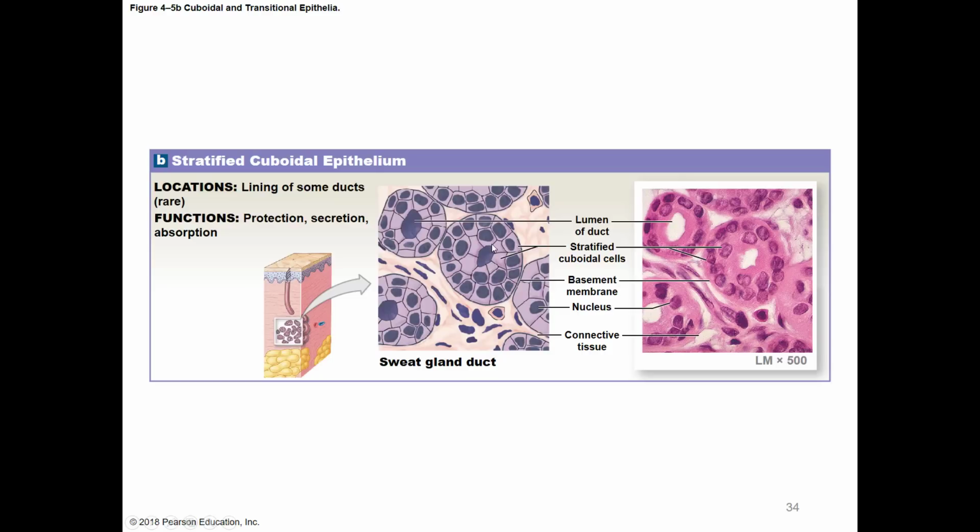So here's the lumen. And these are cube shaped. They're a little squished, but they're cube shaped. So this is stratified cuboidal epithelium. And this is from a sweat gland, which is in the skin. So we could bump or scratch that. So it makes sense that it needs to have more than one layer.